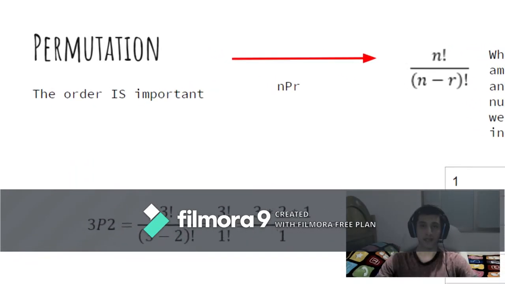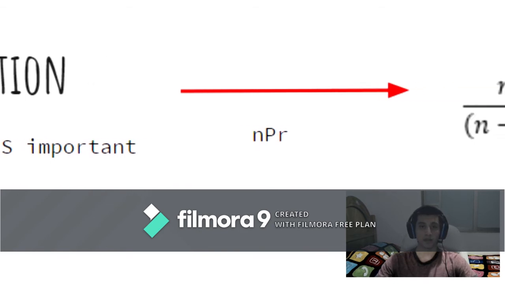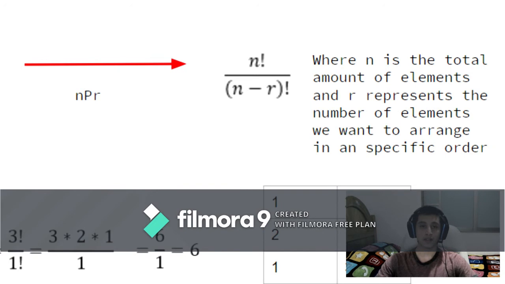A permutation of a set of elements is the arrangement that we can have of the set elements taking into account the order. In other words, we use permutations when the order is important. The notation is the following: nPr, where n is the total amount of elements we have, P means permutation, and r represents the number of elements we want to arrange in a specific order out of the total of elements. To do a permutation, we need the following formula: n factorial over n minus r factorial.